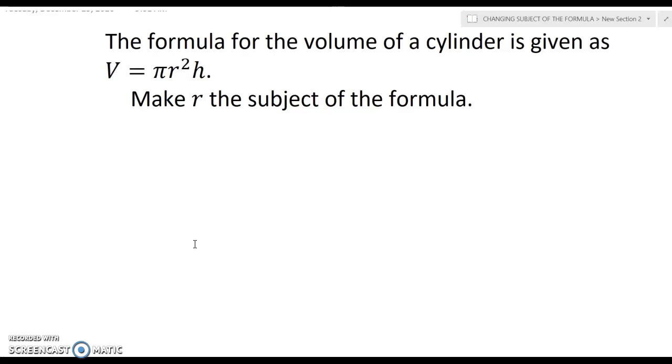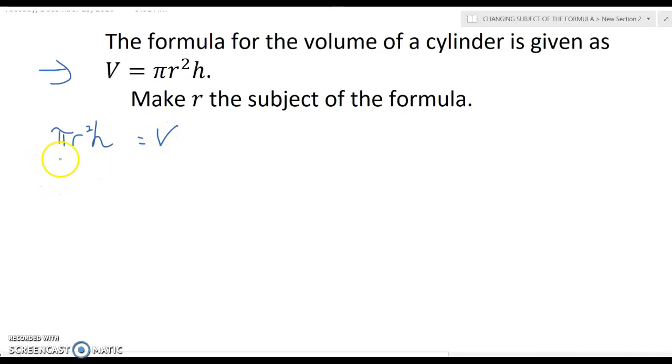I'm not 100% sure. Alright, so what it says is the formula for the volume of a cylinder is given as V equals pi r squared times height. So right now, V is the subject of the formula because V alone is equal to everything else. We want to make r the subject of the formula. So let's write it like this one time. Pi r squared times height is equal to V.